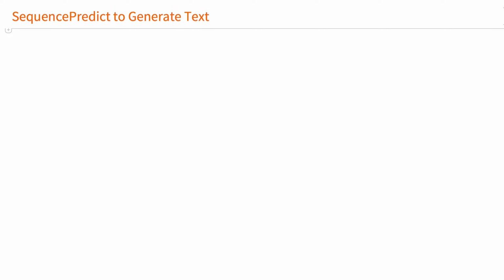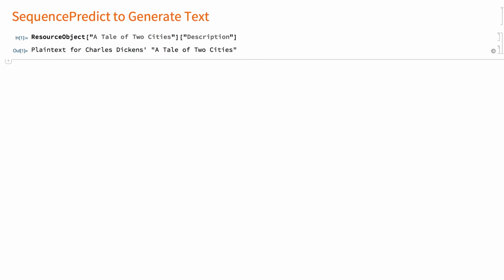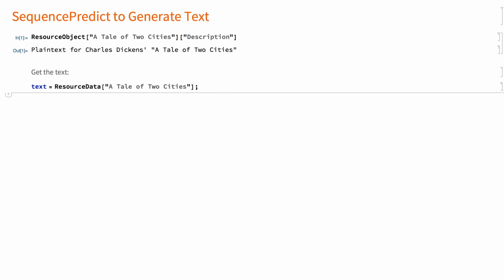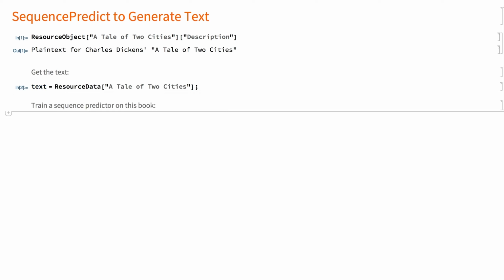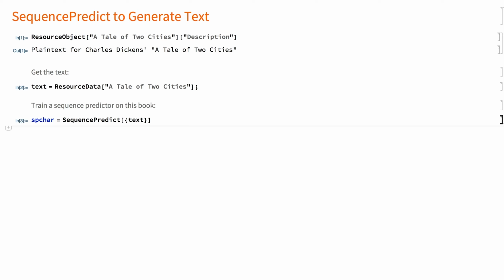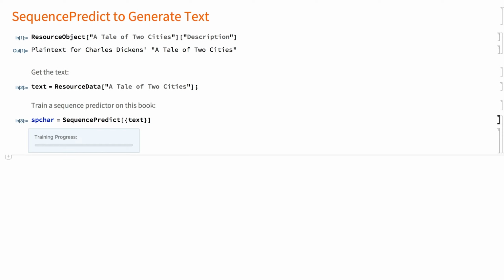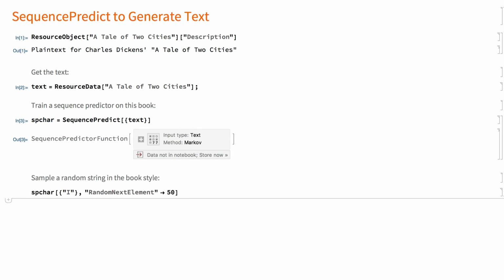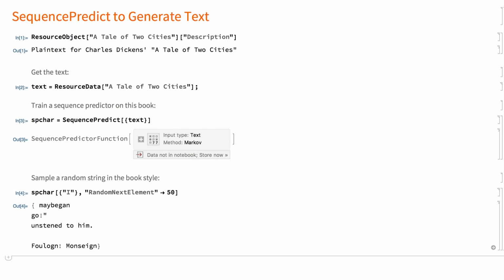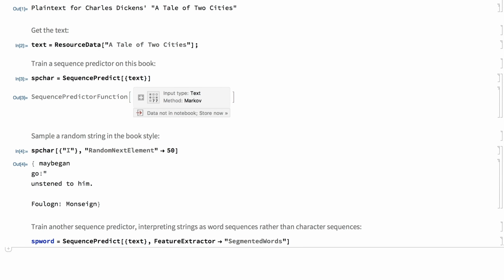For example, say we want to create a text generator that writes in the style of a particular author, maybe Charles Dickens. The way to do this would be to train a sequence predictor on the works of Charles Dickens, say Tale of Two Cities, and then once trained, we can give a starting sequence to the predictor and ask it to generate text that is most likely to come next in the sequence.